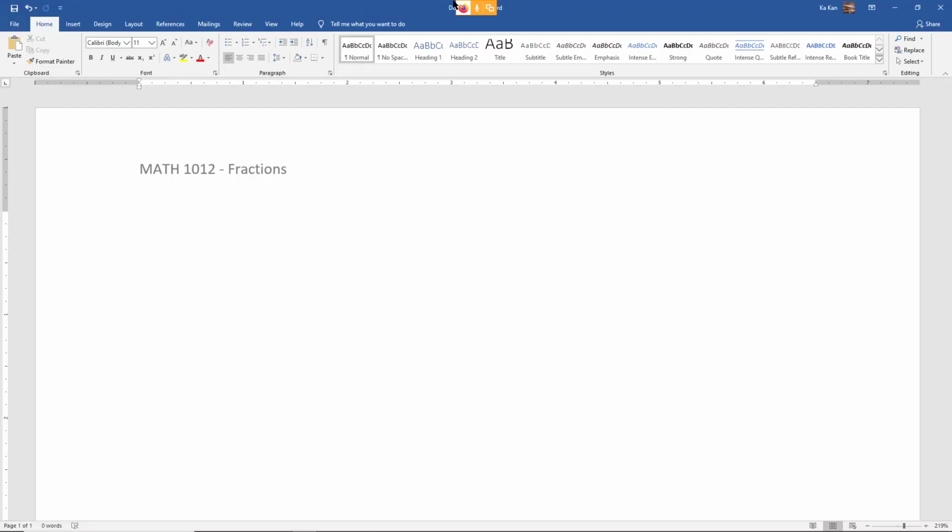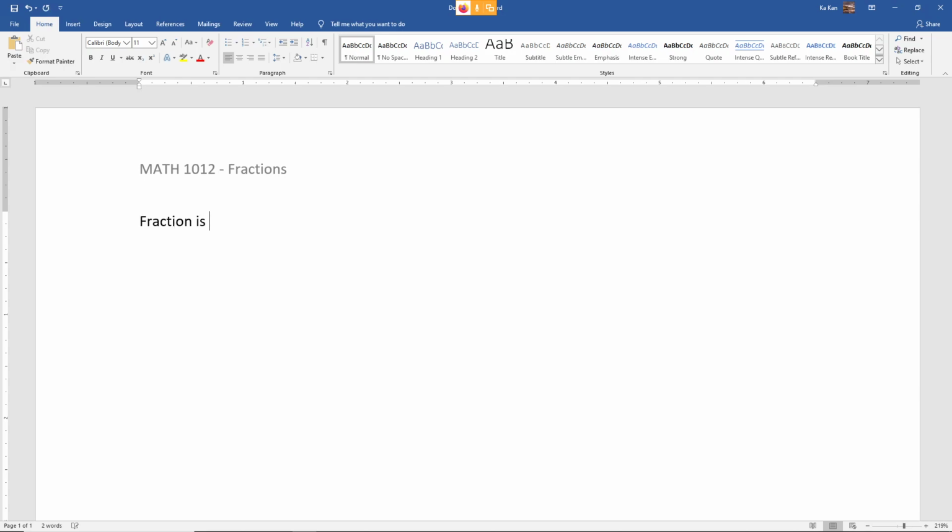So this session is specifically about fractions of Math 1012, Foundation of Mathematics. Now, fraction is one of the most difficult topics. It is the reason why most people would take Math 1012 in the first place, just to make sure they understand fractions before they move on to the next lectures and all that. So, in a nutshell, what is a fraction?